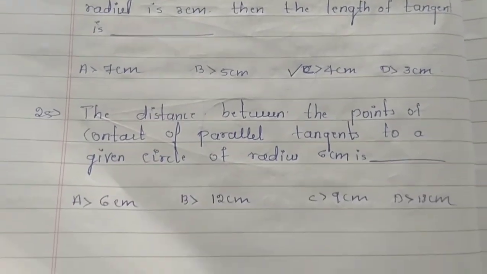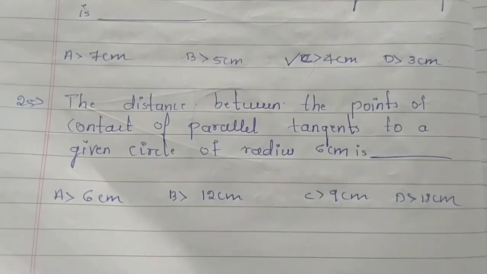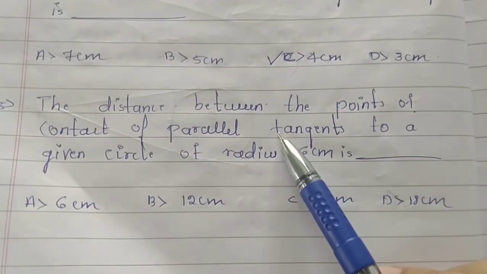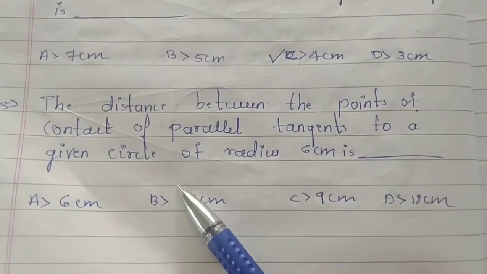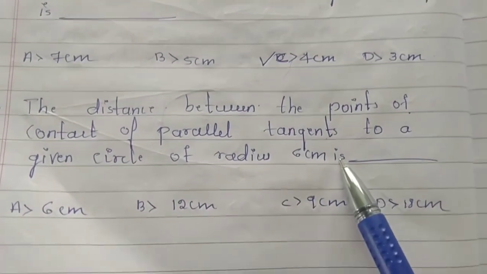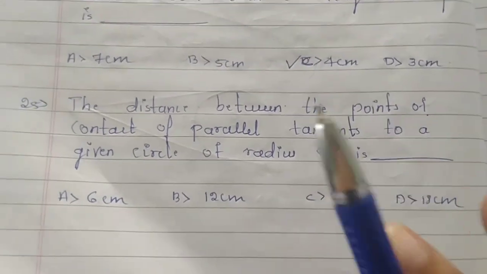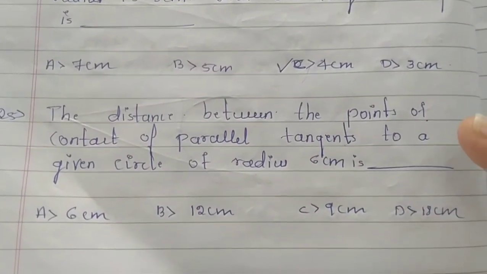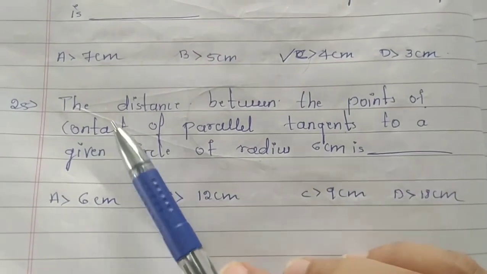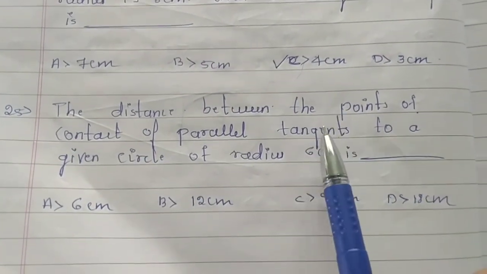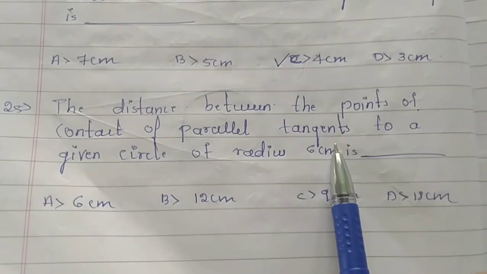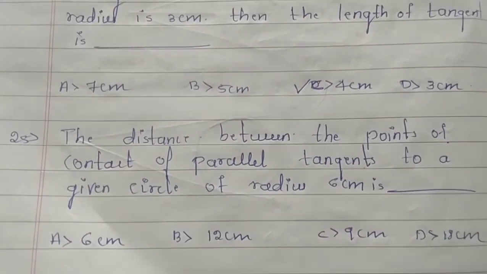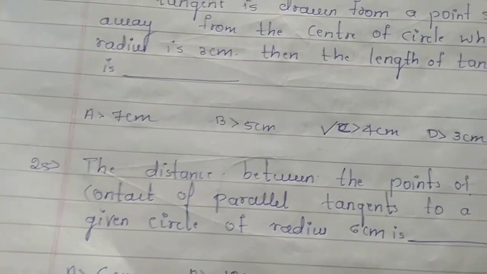Now we will see the next and final question. The distance between the points of contact of parallel tangents to a given circle of radius 6 cm is. This is also one kind of tricky question, but it is very easy. You can easily understand this. We'll see the solution here.